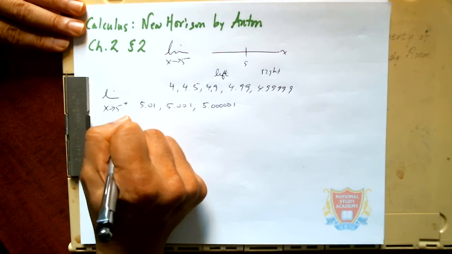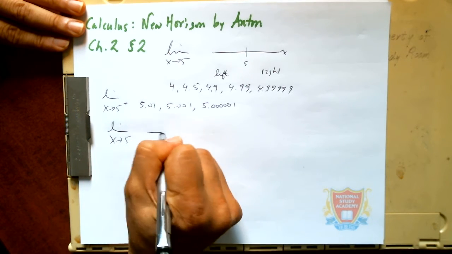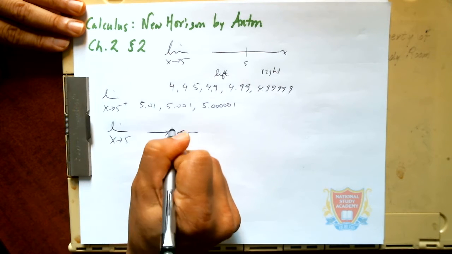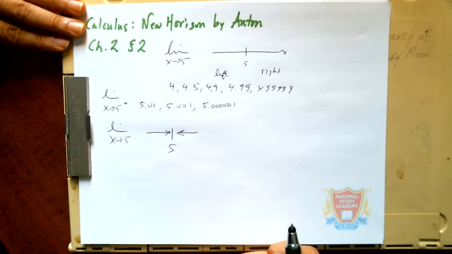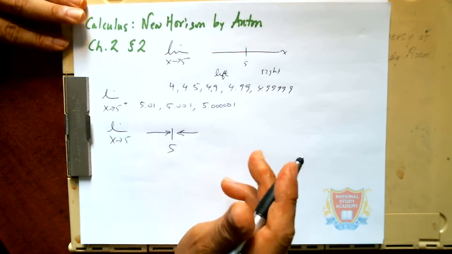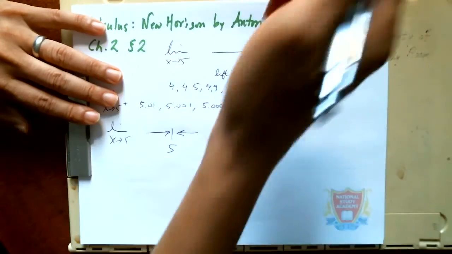If I give you the limit as x approaches 5, that means from both sides, from the left and from the right, it has to approach this value of 5. Okay, that's all it means. Okay, so let's do an example. Example number 1, I believe, which is page 130.